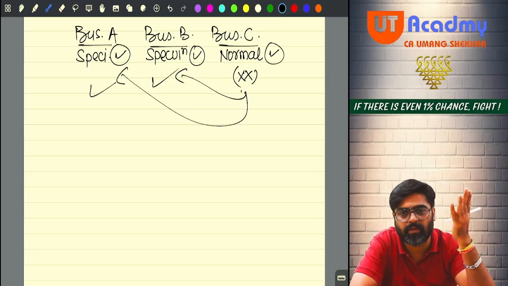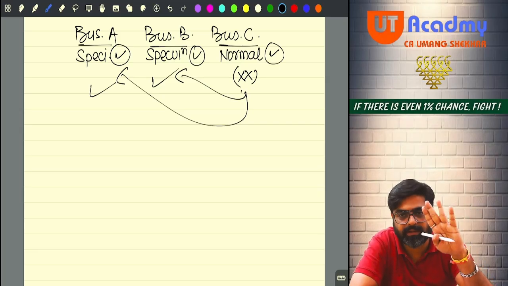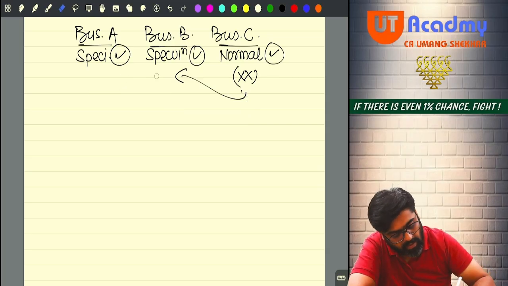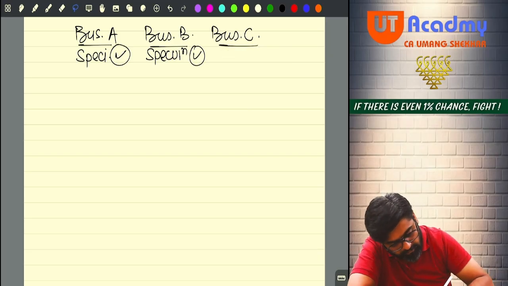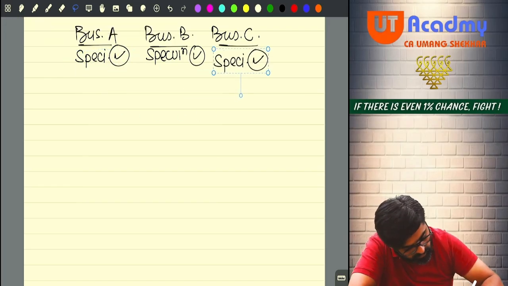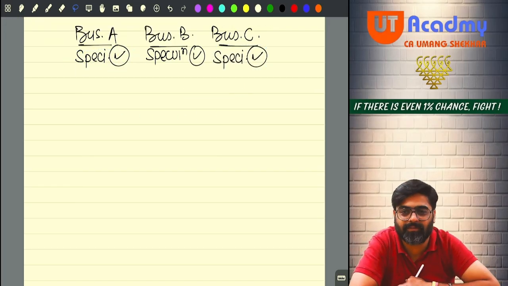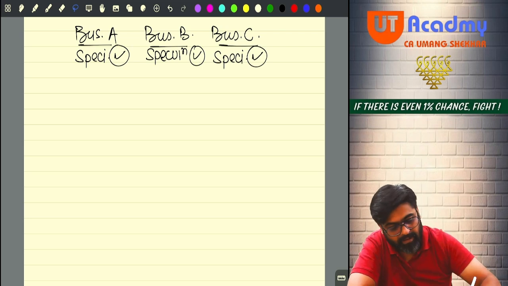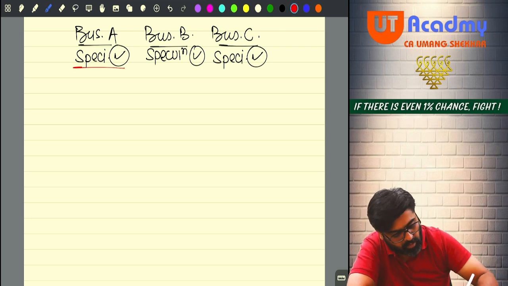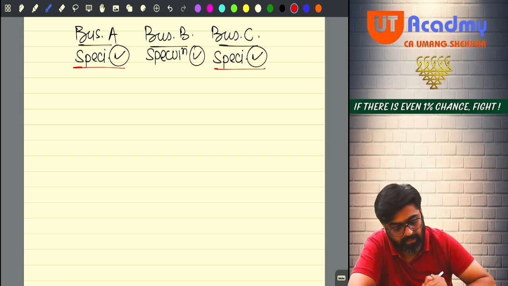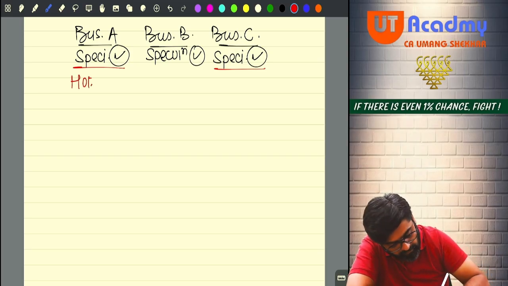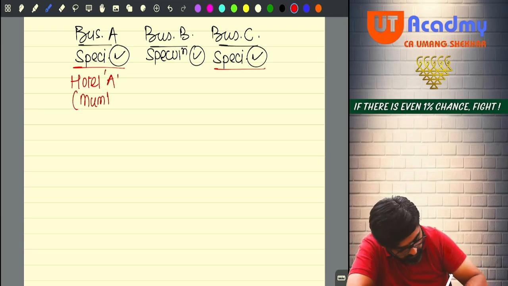Are you all understanding what I am trying to tell you? Now pay attention. See here. Now I have this business C. This is also my specified business. Wait, I will give names to these two businesses. Come on, tell me. This is my Hotel A in Mumbai, a 3-star hotel.